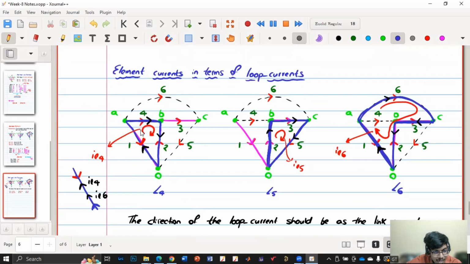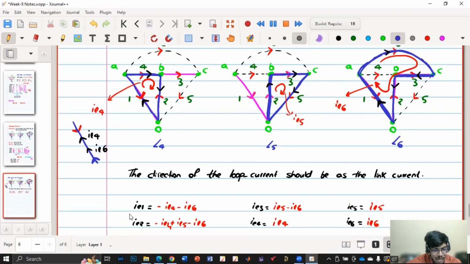So individually I will see IL4 is going in this black direction. Here there is no loop current because it is outside the loop. And here IL6 is also flowing in this black direction. So IE1 is minus IL4 minus IL6.